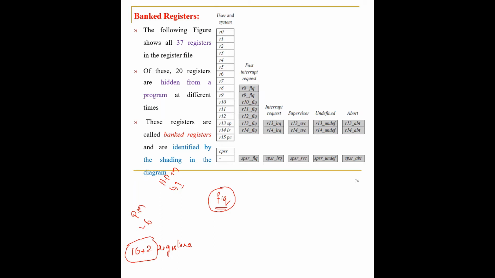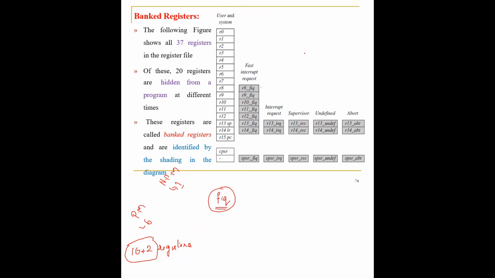The registers which have been changed as per the modes are called banked registers. What will happen during the interrupt request mode? Some of the registers will become R13_IRQ, R14_IRQ. What will happen during the supervisor mode? R13_SVC, R14_SVC. Undefined mode, it will become R13_UND, R14_UND. Abort mode, R13_ABT, R14_ABT. So basically the same registers, but these registers will get themselves renamed. These registers which are getting renamed during a specific mode are called banked registers.